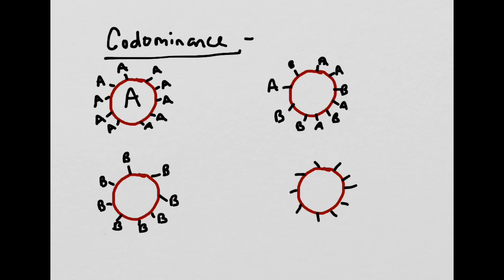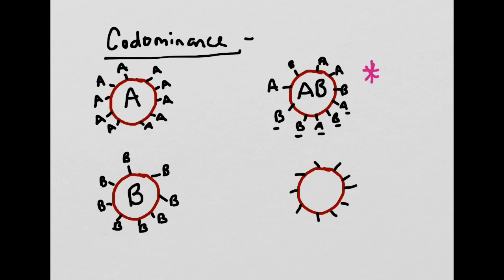Okay. If a person is type B, it means they have type B surface proteins. If a person is type AB, it means they have both on their red blood cells. So this is where we see the codominance. Both A's and B's are being expressed on this red blood cell.